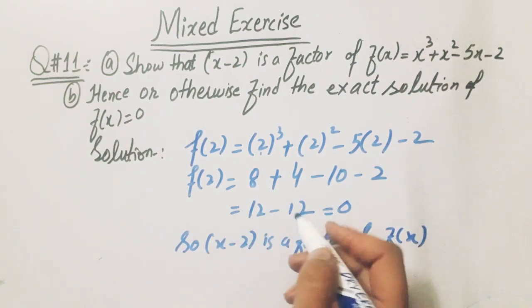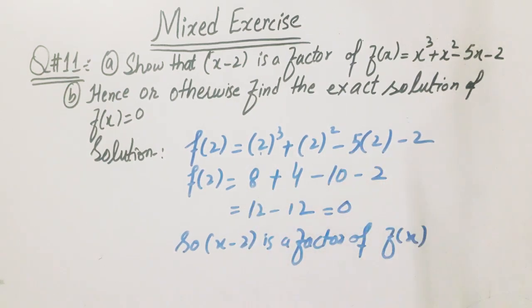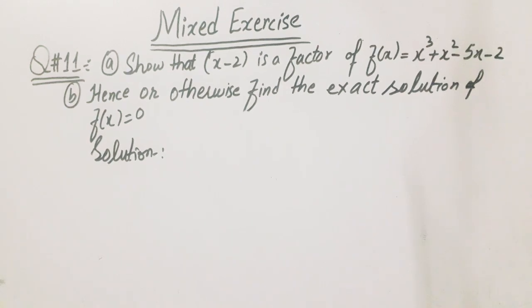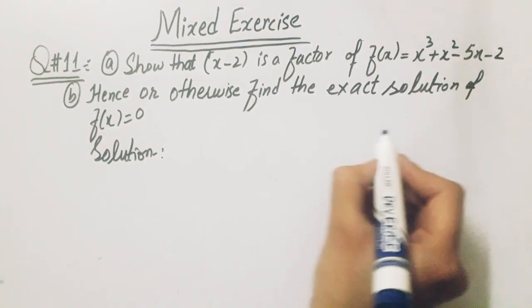Now we will divide this by x minus 2 and get the factors of this. Now divide the f of x.